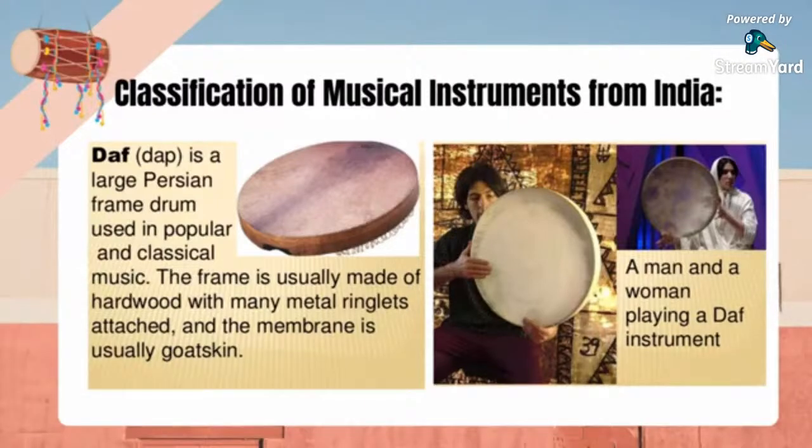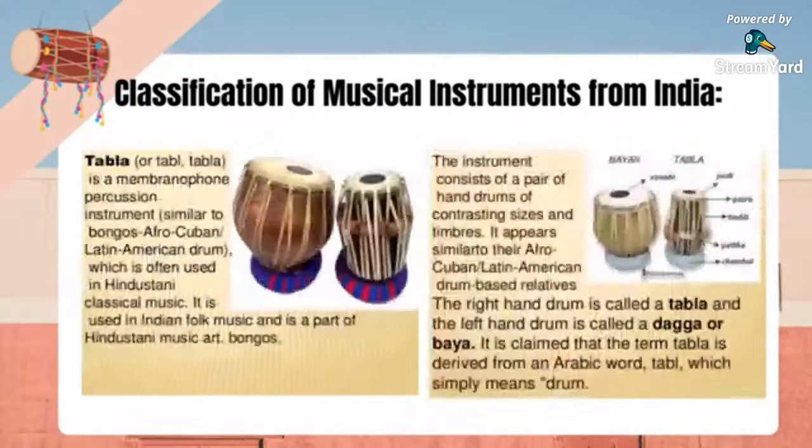A man and a woman playing a daf instrument. Tabla, or tablu, tabla, is a membranophone percussion instrument, similar to bongos, Afro-Cuban / Latin American drum, which is often used in Hindustani classical music. It is used in Indian folk music and is a part of Hindustani music art.